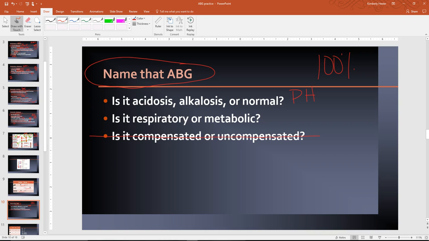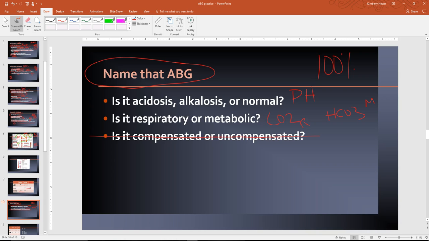pH. All right, your second question is: is it respiratory or metabolic? What we mean by that is, where is the abnormal value? Is it your CO2 or your HCO3? If it's a CO2, then you're probably looking at something respiratory. If it's HCO3, then you're looking at something metabolic. So that is your two questions.